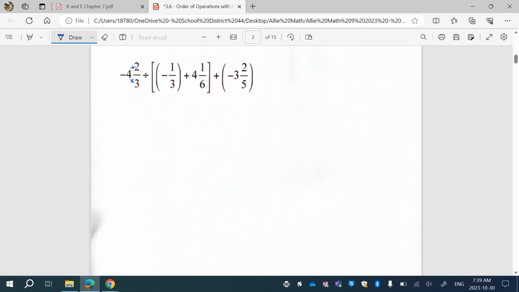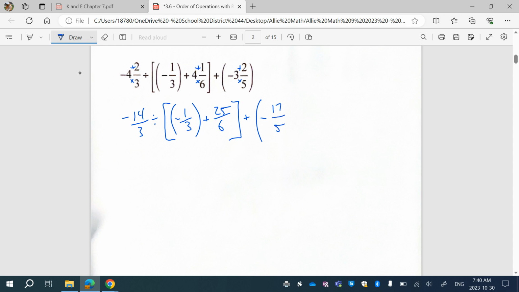Let's go times plus, times plus, times plus. So we have 3 times 4 is going to be 12, plus 2 is 14 over 3, divided by, got our square bracket, another bracket, negative 1 over 3 bracket plus. Now let's go 6 times 4 is 24 plus 1 is 25 over 6. End of our square brackets plus negative 5 times 3 is 15 plus 2 is 17 over 5. There we go.